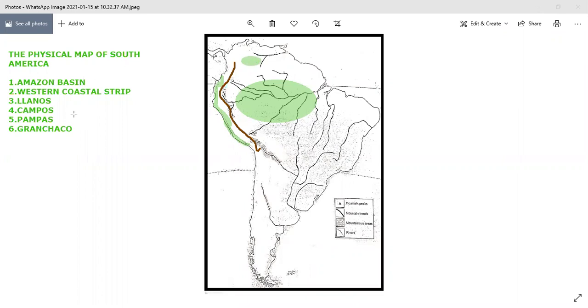Okay. Then coming to Campos. Campos, can you see this? This is the San Francisco River. The region above this San Francisco is actually the Campos. Then comes the Pampas. Pampas is this region. Okay, this is Pampas. And the last one is Gran Chaco. Gran Chaco is this region.